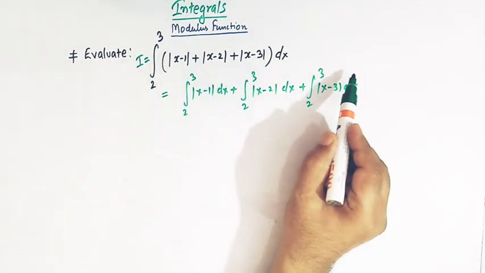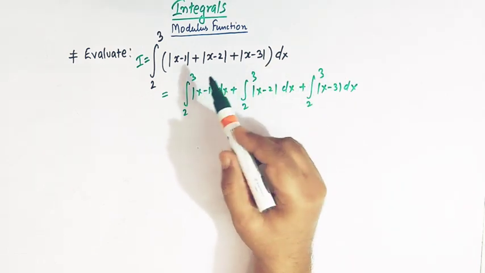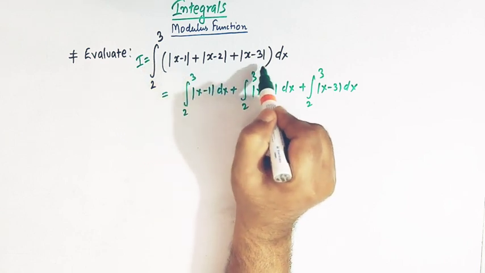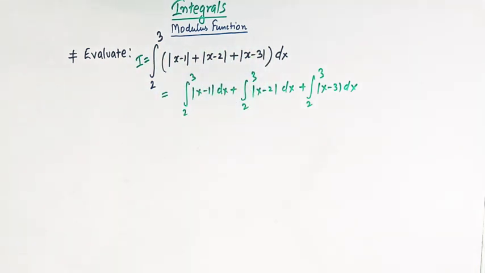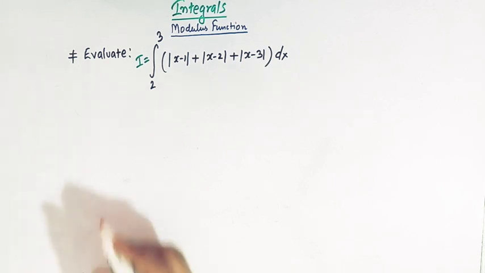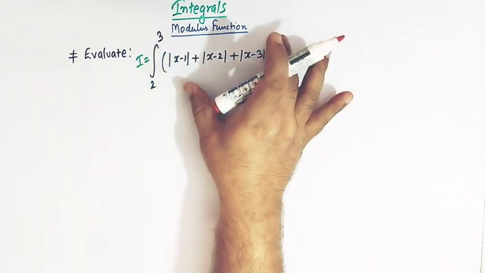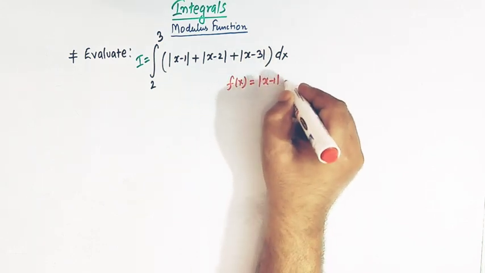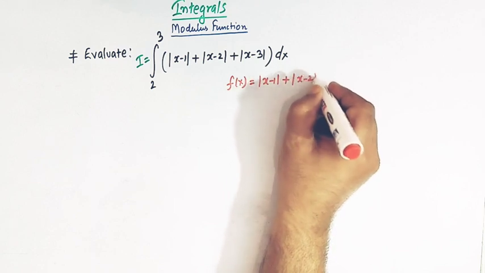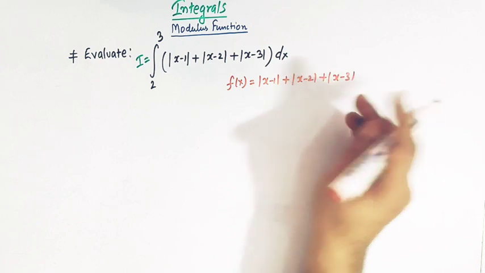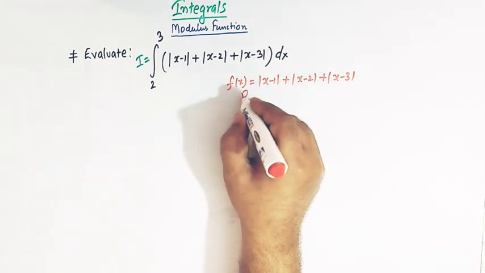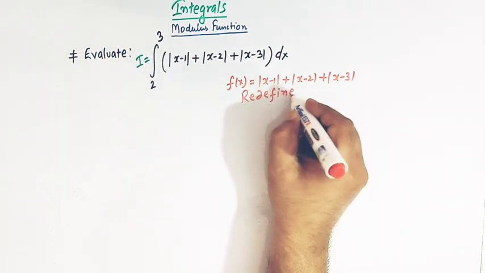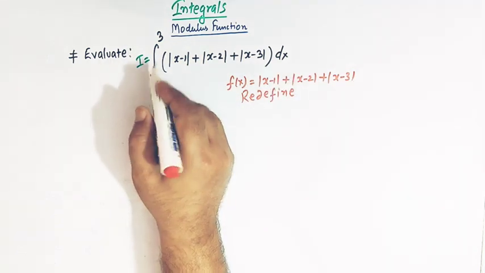But here we are not going to use this method. What we will do is consider this entire function as a single function, right? So we'll take this entire integrand as f of x, that is mod of x minus 1 plus mod of x minus 2 plus mod of x minus 3. Now we'll try to redefine this function within the given limits, right? So we'll redefine this function within these limits.